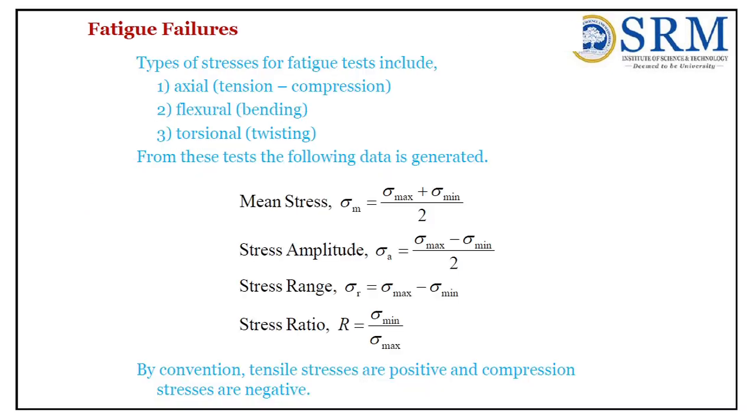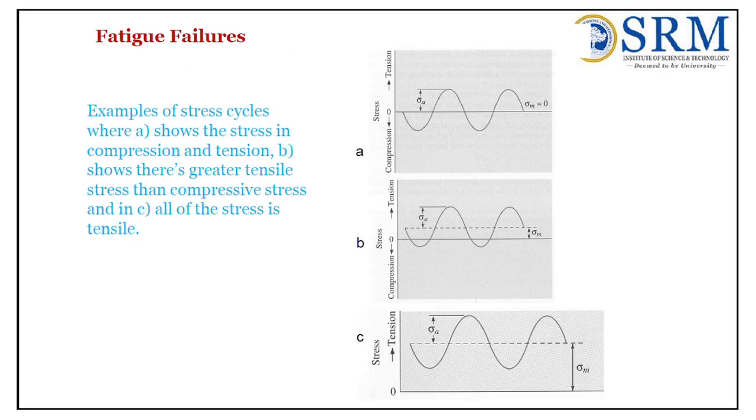What is a mean stress? Just now we have seen mean stress is nothing but sigma max plus sigma minimum divided by 2. In this case mean stress is 0. Now we can see in the second diagram, the compression stress is very less, whereas the mean stress is shifted to the tensile side.